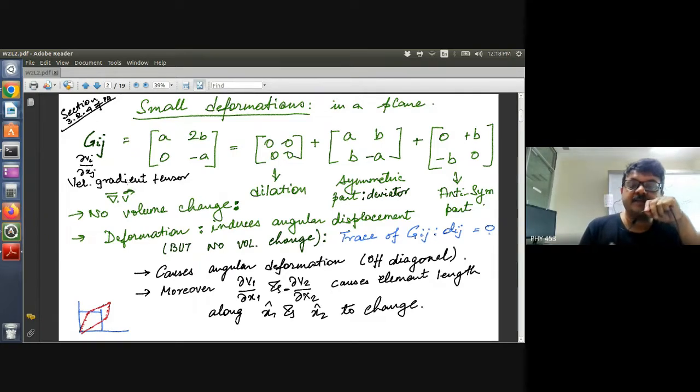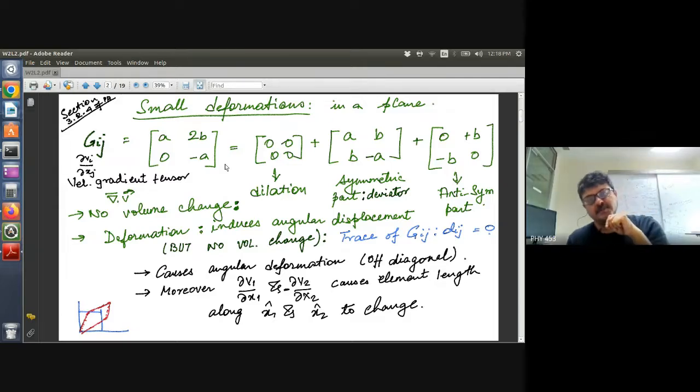While we were discussing the general part last time, let's take a particular example in which Gij looks like this matrix. Of course, it's a two-dimensional flow, so there's no third component. The point is, let's take this particular example, try to break it down into three parts and have a visualization of the characteristics of this Gij.